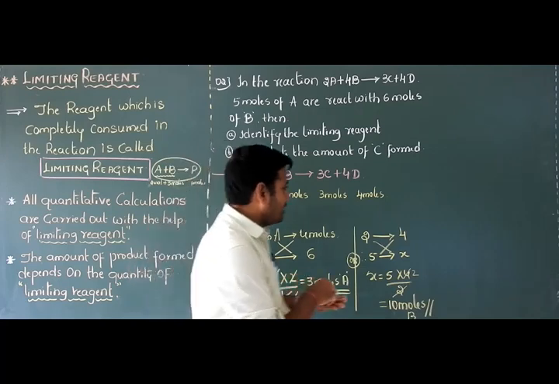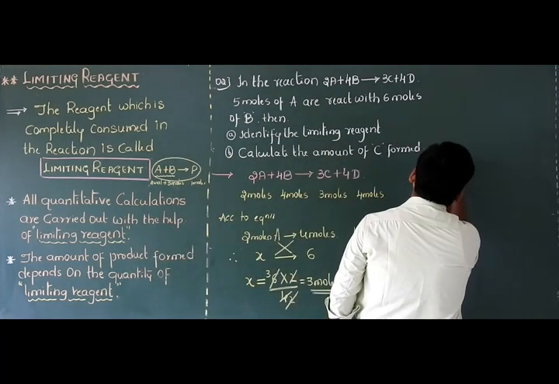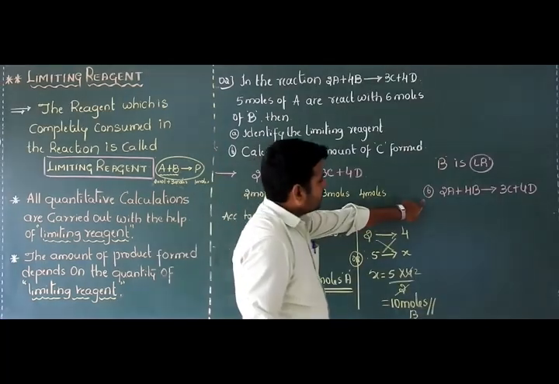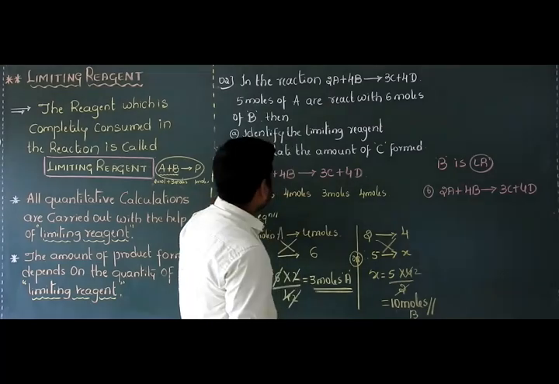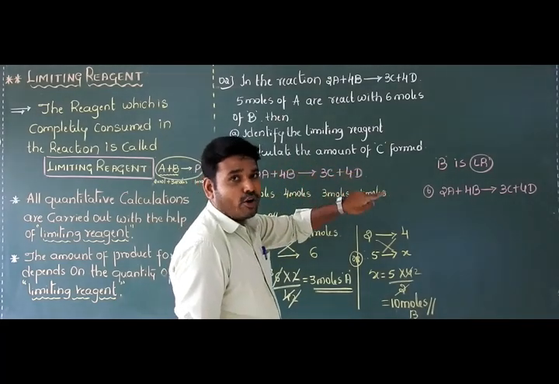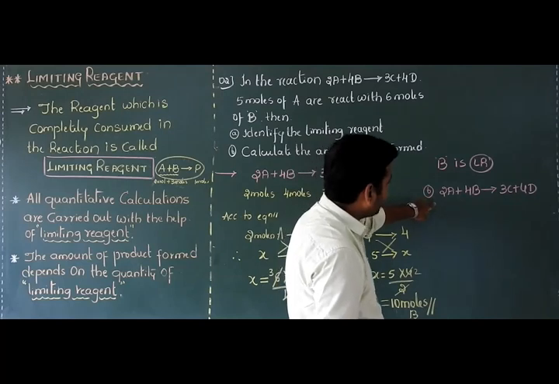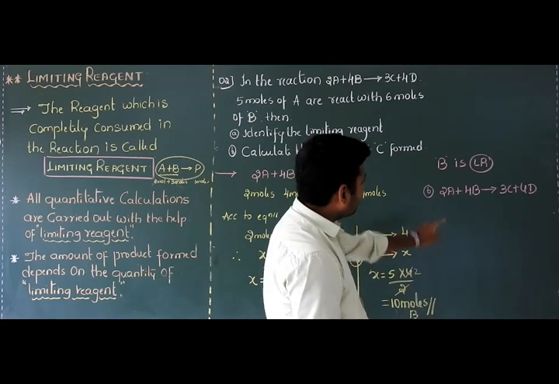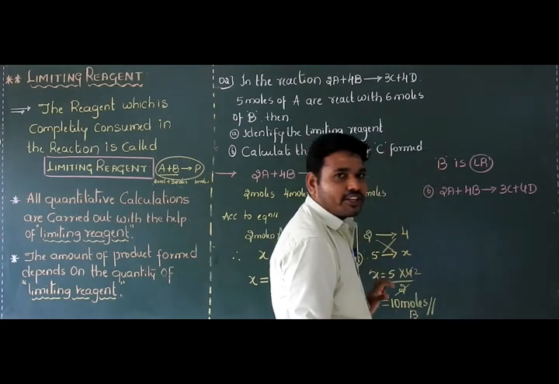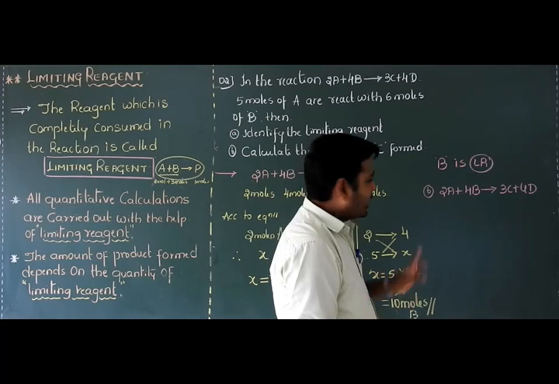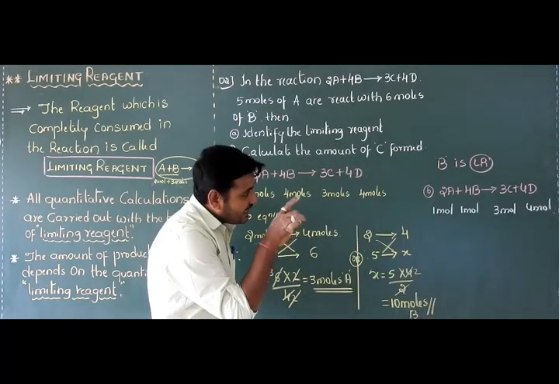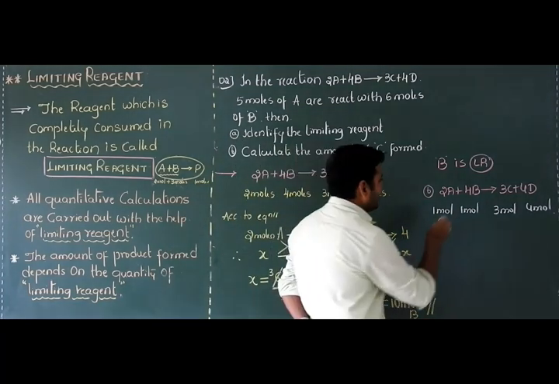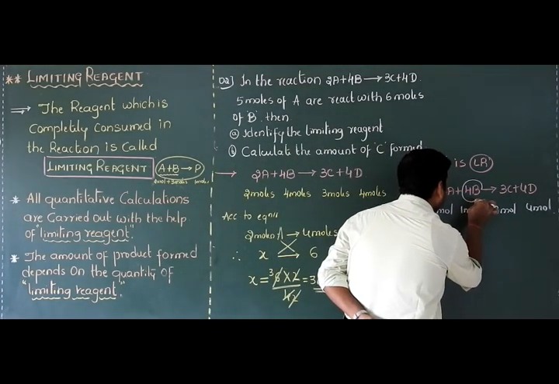Just tell me, students, which one is a limiting reagent here? So reactant B is limiting reagent in this problem. So in the question, the second problem, they asked to calculate the amount of C formed. And the balanced equation is 2A plus 4B, right hand side 3C plus 4D. So once again express this balanced equation in terms of moles, students. And according to this balanced chemical equation, we identify which one is a limiting reagent here. Yes, tell me, student, which one is a limiting reagent? B is a limiting reagent.